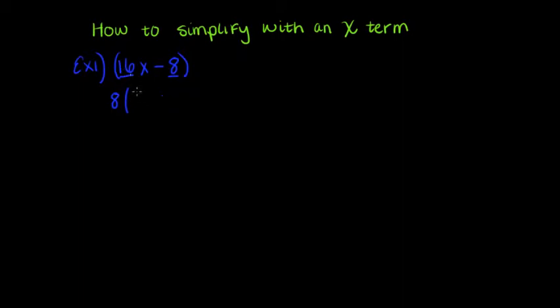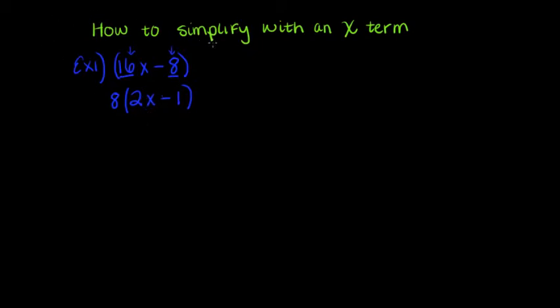So this will leave 2x minus 1. So all I did was pull out an 8 from 16 and an 8 from 8, which left 1. Your sign stays the same and your x will stay in the same spot.